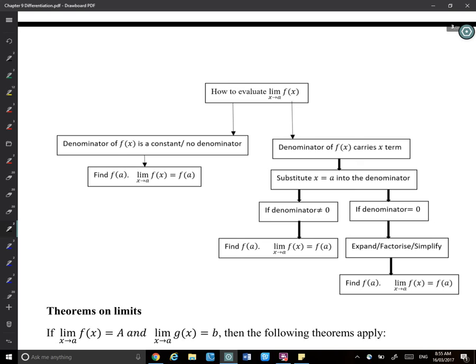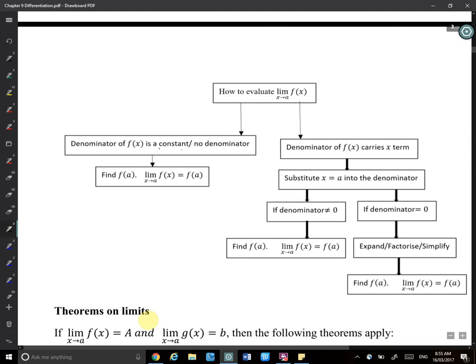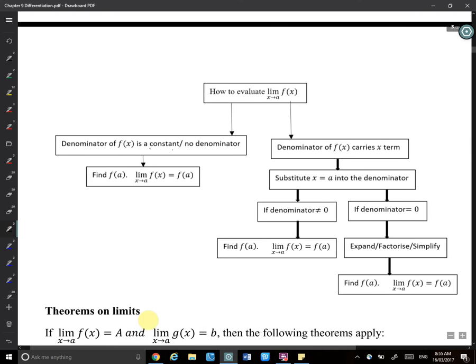The first thing is whether the denominator of f(x) is a constant or there's no denominator. So first I think about whether we have a denominator or not, whether the denominator contains x. If the denominator is a constant or there's absolutely no denominator, what I can do is just substitute a into the function and that is the limit. That is your limit.